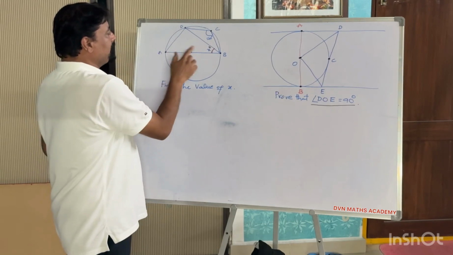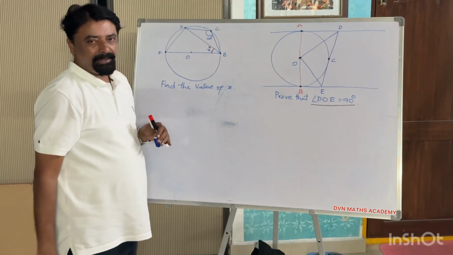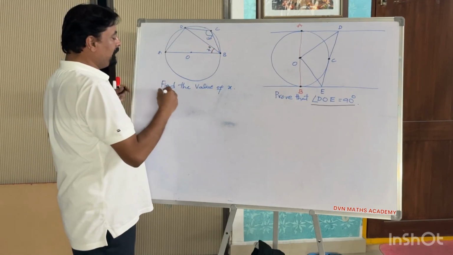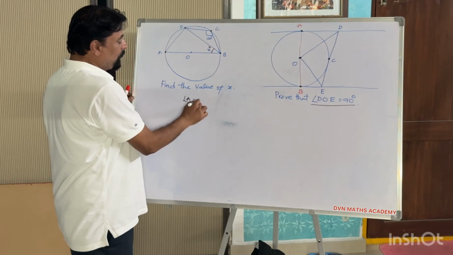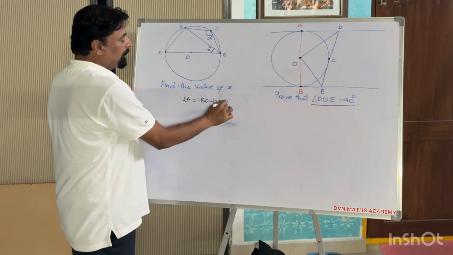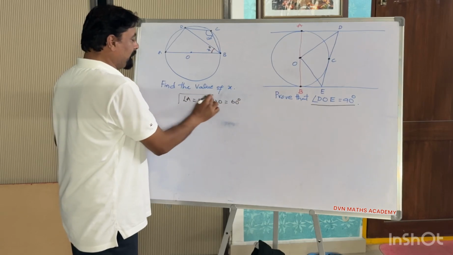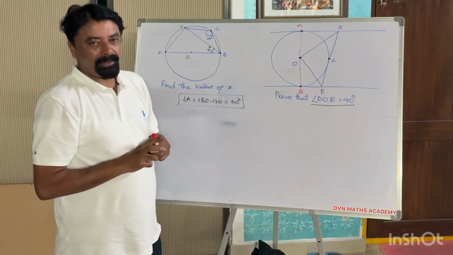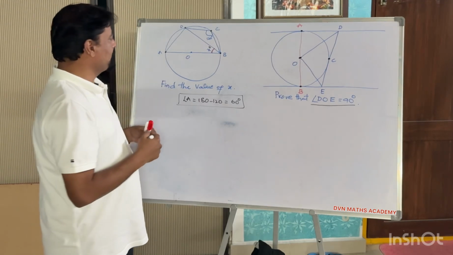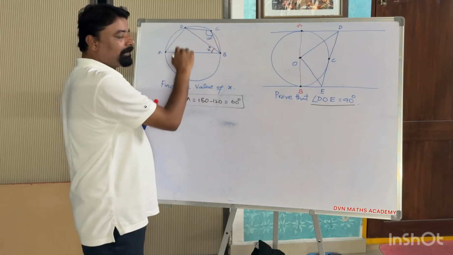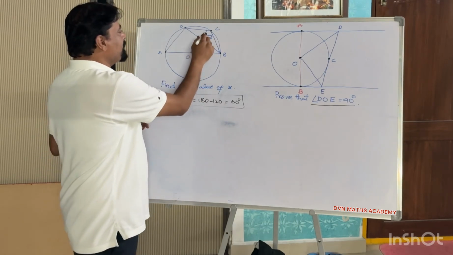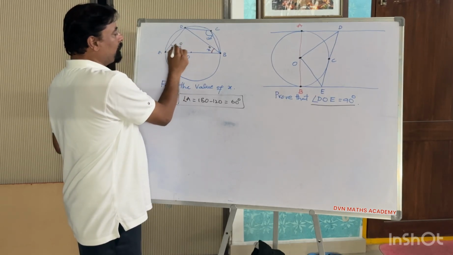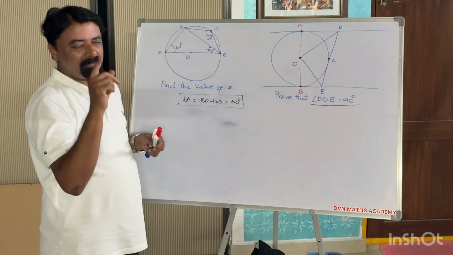What is given here is angle C as 120 degrees. If the student understood this is a cyclic quadrilateral, directly he will tell you angle A is equal to 180 minus 120, that is equal to 60 degrees. Directly he will tell you, because if you know the property of the cyclic quadrilateral, the sum of opposite angles is 180 degrees. Therefore, angle A plus angle C should be equal to 180 degrees. If angle C is equal to 120 degrees, directly you will tell angle A is equal to 60 degrees. This is the first concept.